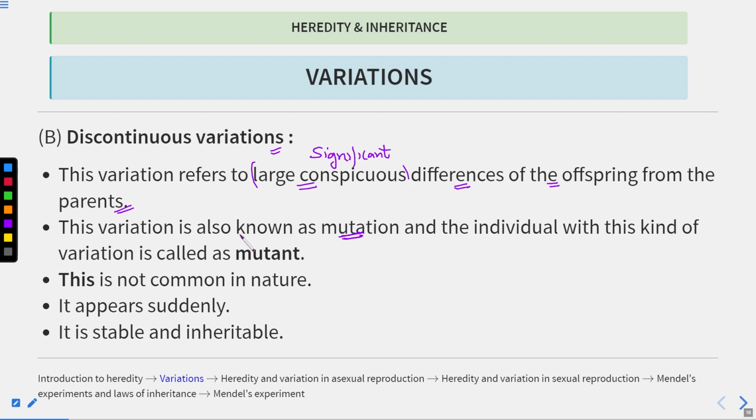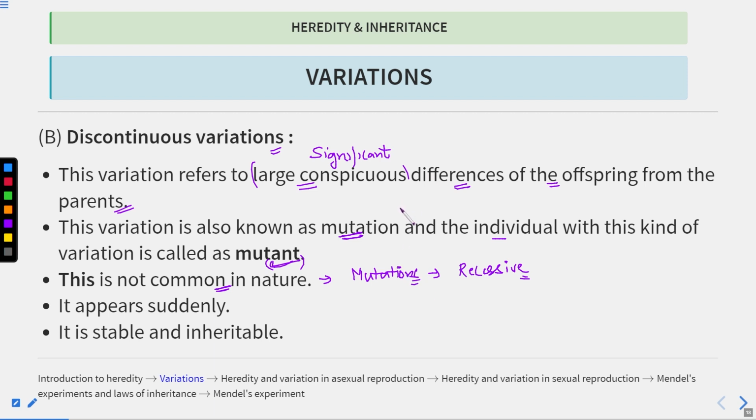This variation is also known as the mutation, and the individual with this kind of variation is known as the mutant. Now this is not very common in nature. Most of the mutations are recessive, which means they are not expressed. The dominant allele will suppress this recessive gene. Clear? And there are a lot of other reasons why these mutations are recessive.